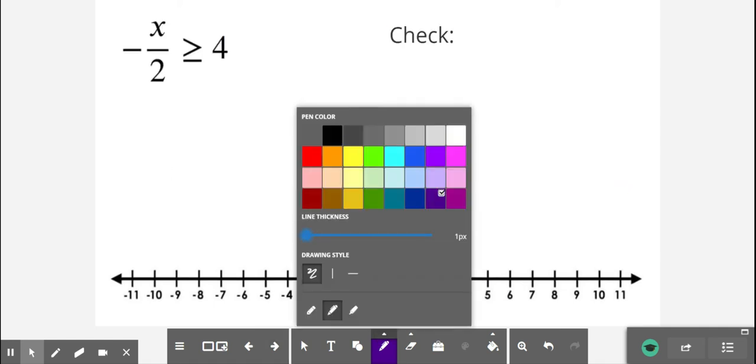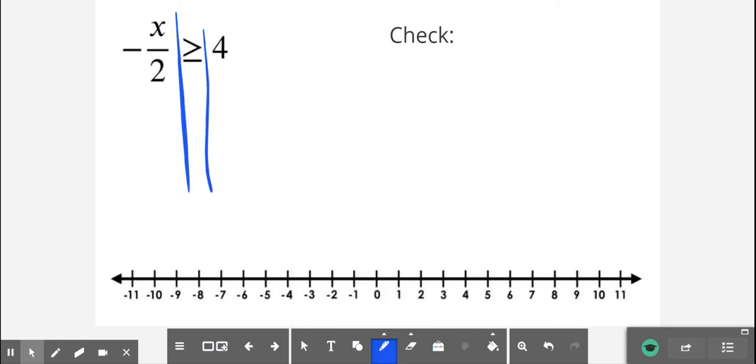The other example, negative x divided by 2 is greater than or equal to 4. We tried to solve it by multiplying by negative 2. And the rule says that if you multiply by a negative, you have to switch the symbol. So greater than or equal to becomes less than or equal to. So my solution would be less than or equal to negative 8. For example, negative 10.